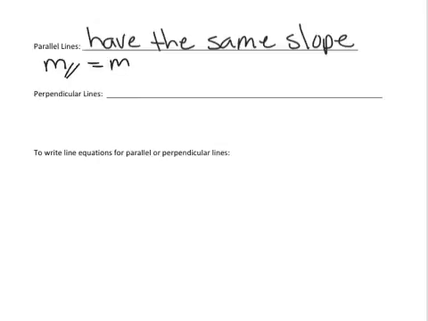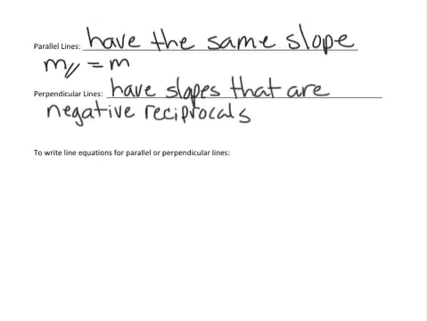Now that's not true for perpendicular lines. Perpendicular lines have slopes that are negative reciprocals. So if you want the slope of a line perpendicular to another line, you've got to take the original slope. The perpendicular slope is the negative reciprocal of the original slope.